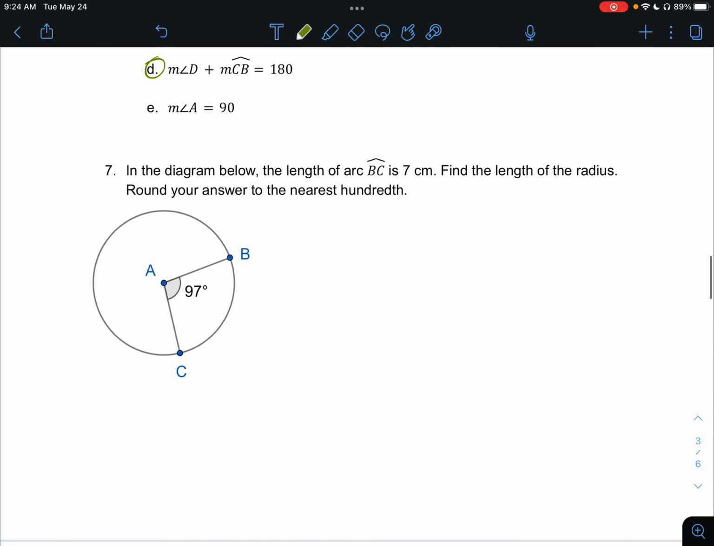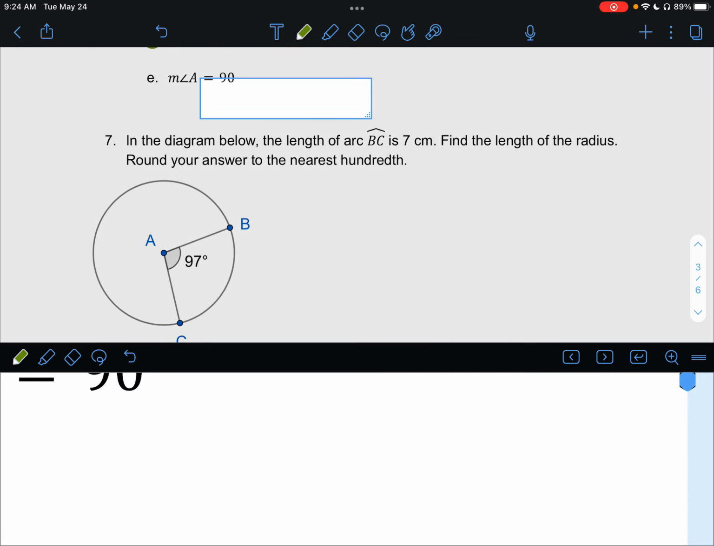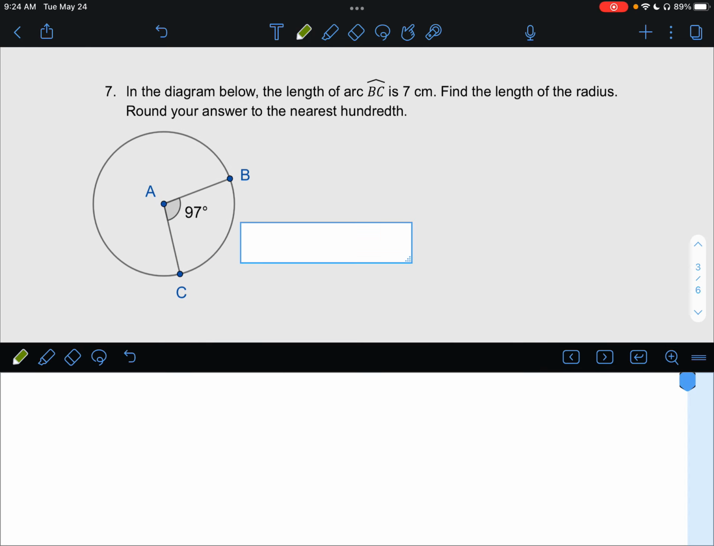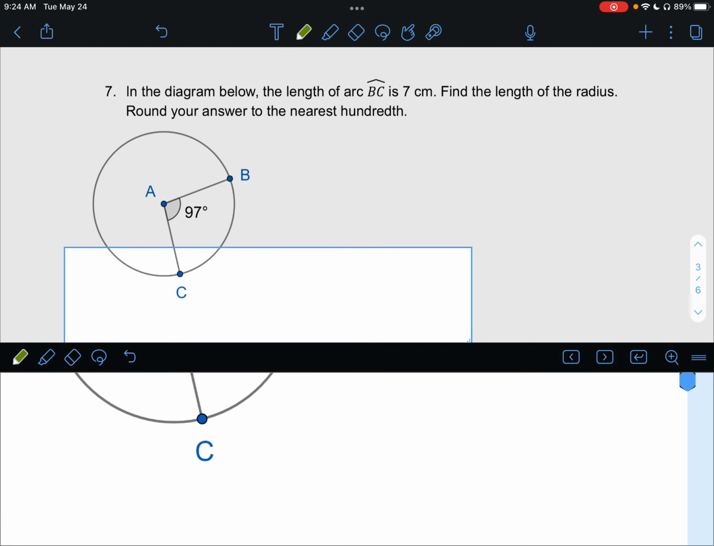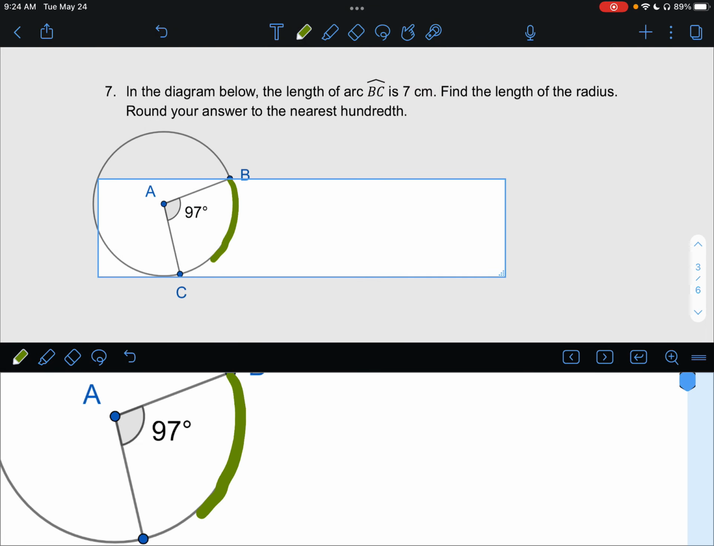All right, number 7. In the diagram below, the length of arc BC is 7 centimeters. So that means the arc here is 7.